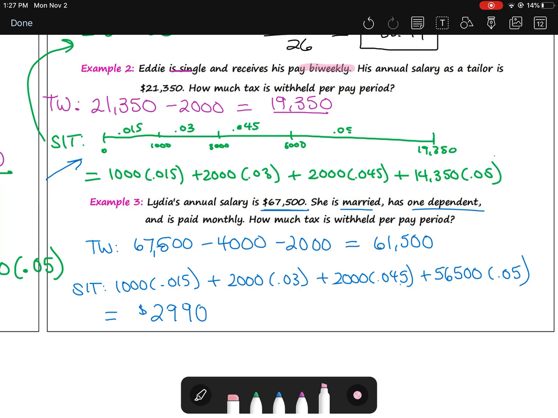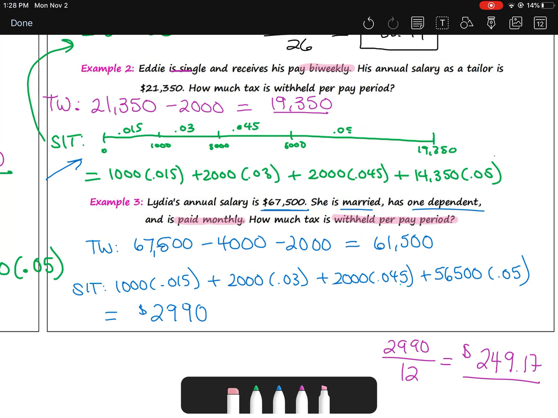I want to know how much is withheld per pay period. Lydia's paid monthly. So I'm going to take $2,990 and divide that by 12 because that's how many months there are in a year. Approximately per pay period, I should have $249.17 taken out of my paycheck.